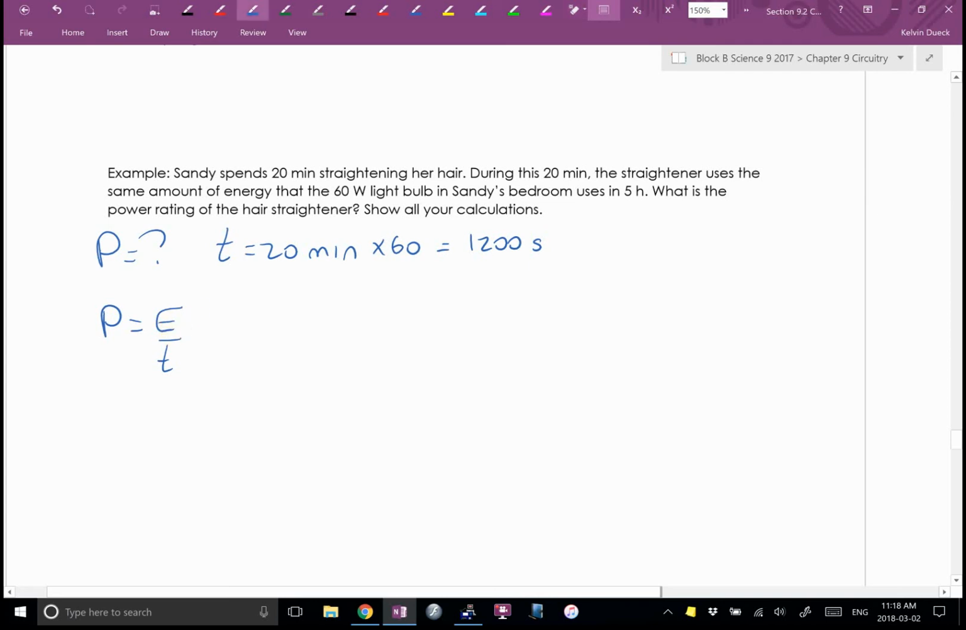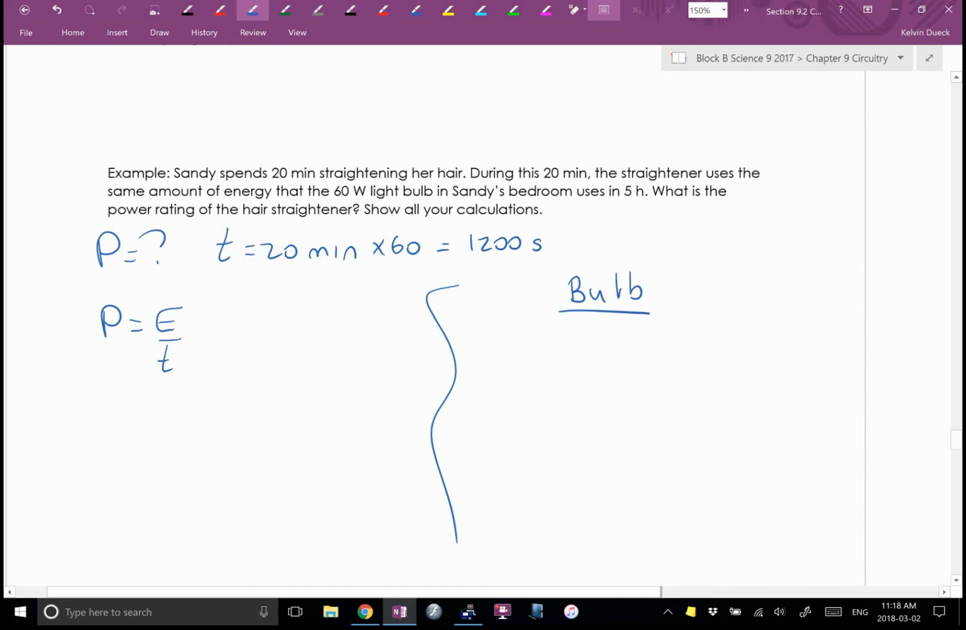Okay, so ready? It says this. The straightener uses the same amount of energy as a 60-watt light bulb uses in 5 hours. I think I'm going to figure out how much energy the bulb uses, and that's going to be the same number. So now, I'm going to draw a little line. And I'm going to make a little heading here. Bulb.